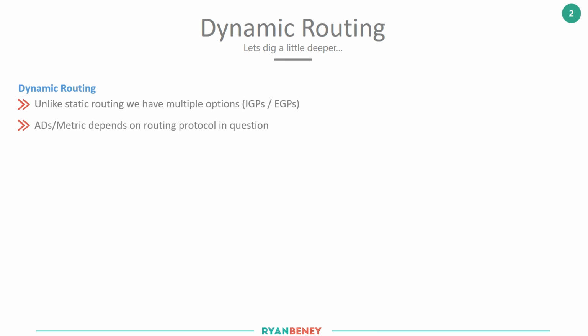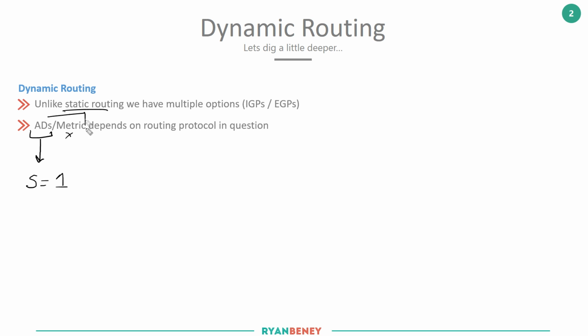So the ADs and metrics. AD is something we talked about when we did talk about static routing in the last video. We said that static routing has an AD of 1. We didn't go into metrics because static routing kind of doesn't work with metrics, and we'll get into understanding why that is in the routing decision.